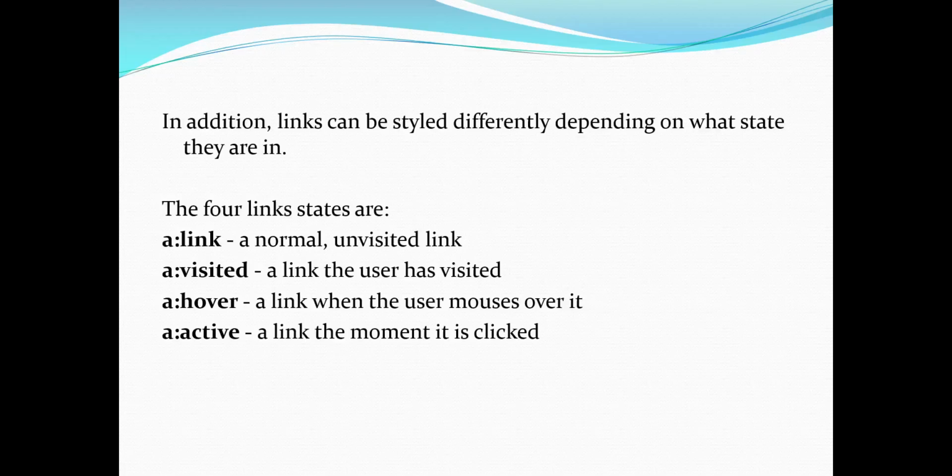Second is a visited. What do we mean by visited? A link the user has visited. If you click on it, it means you are opening that link. So that is visited by you. A colon hover. A link where the user mouses over it. When you take your cursor over something, that is hovering. So if you hover over it, that is a colon hover. And active. A link the moment it is clicked. Once you click on the link, it becomes active at that moment.